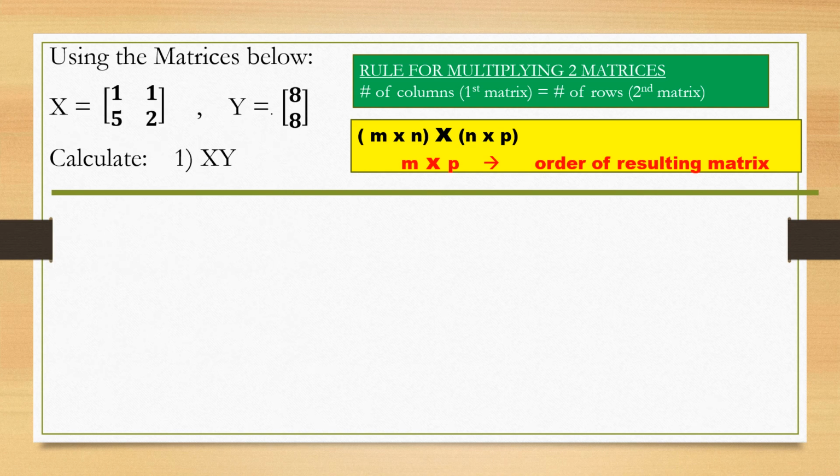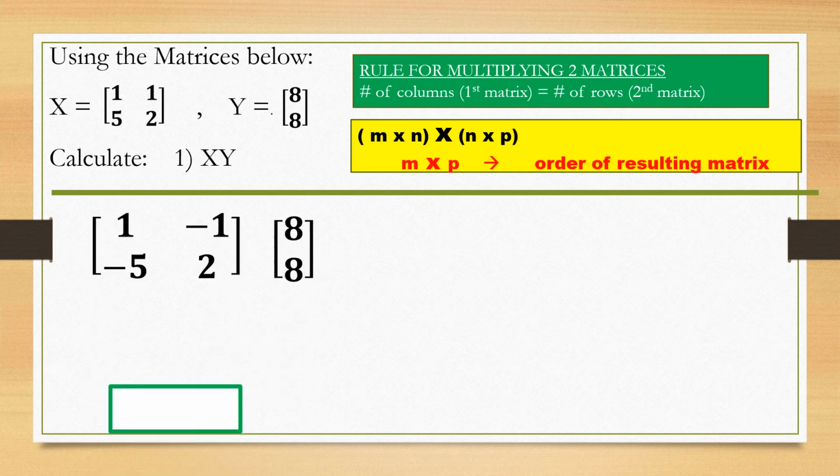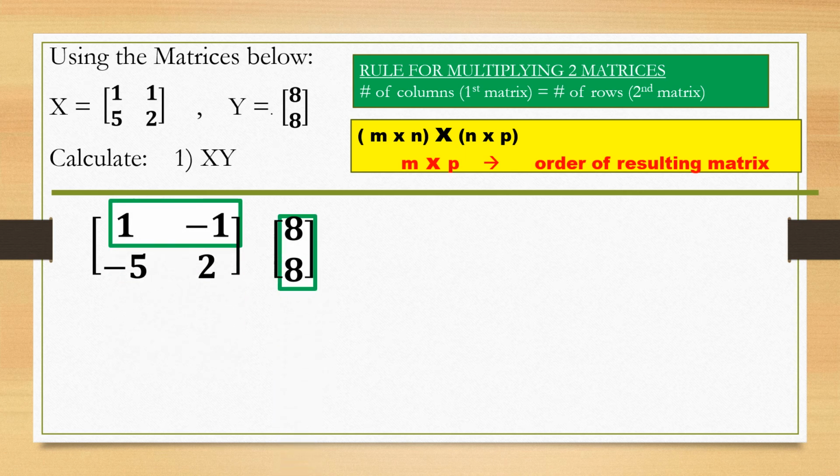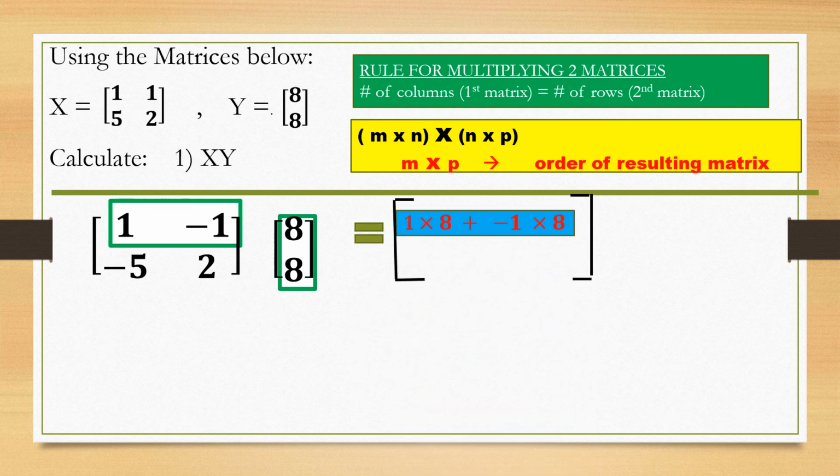Here we have matrix X, which is a 2 by 2, and we're multiplying it by a 2 by 1. So again, first row, first matrix, by the first column in the second matrix. And that is going to give us 1 times 8 plus negative 1 times 8. Then we're going to look at the second row in the first matrix by the same column, because it only has 1 column. So negative 5 times 8 plus 2 times 8.